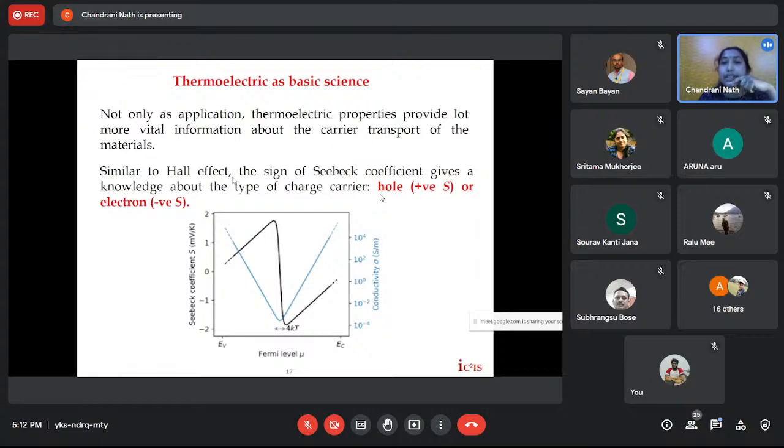In a similar way, the sign of the Seebeck coefficient lets us know which type of carrier is involved in the transport. If we have a positive value of Seebeck coefficient, then we know that holes are the carriers in that material. And if the Seebeck coefficient is negative, we know electrons are the main carriers in that type of material.